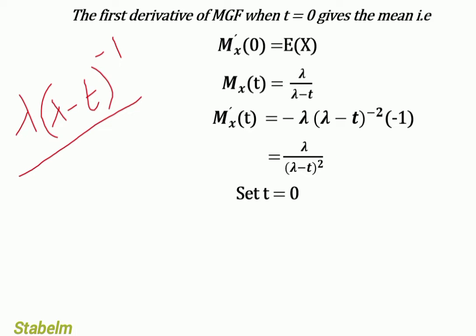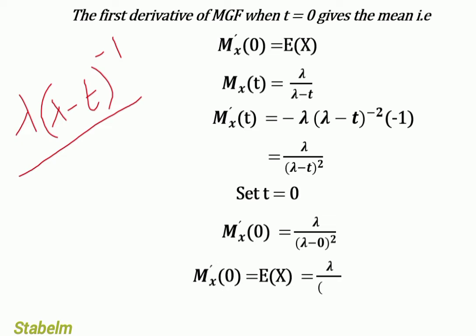If you set t equal to 0, we have m prime sub x of 0 equals lambda divided by lambda minus 0 raised to the power 2, and so the denominator is going to be lambda raised to the power 2. So we have m prime sub x of 0, which is equivalent to E of x, equals lambda divided by lambda raised to the power 2. And lastly, lambda will cancel one lambda here, and our final answer will be 1 over lambda.